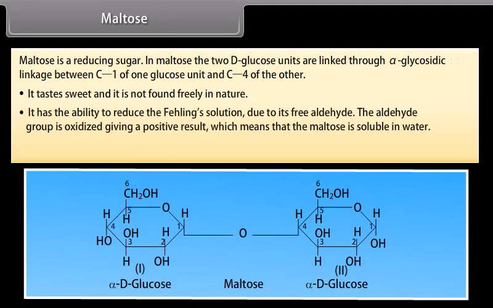It has the ability to reduce Fehling's solution due to its free aldehyde. The aldehyde group is oxidized, giving a positive result, which means that the maltose is a reducing sugar and soluble in water. In aqueous solution, it exhibits mutarotation.